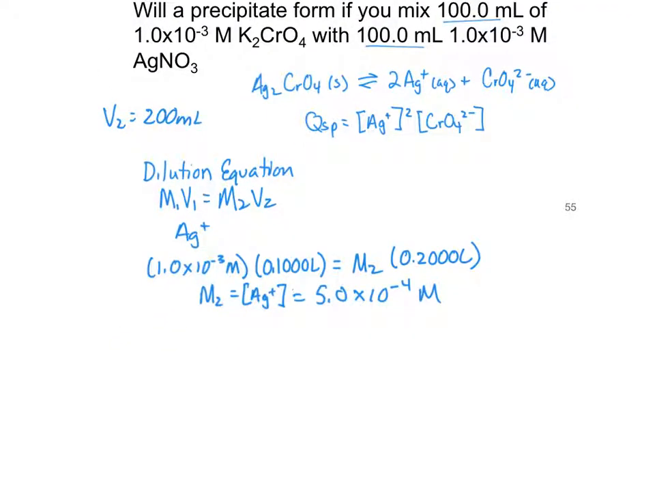Okay, so quickly then for chromate, same thing, essentially the same calculation. We have 1 times 10 to the minus 3 molar chromate and 100 milliliters of that to a final volume of 200 milliliters. So we'll end up with a concentration of 5 times 10 to the minus 4 molar.